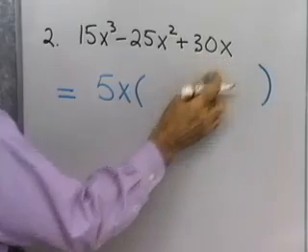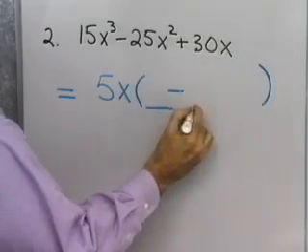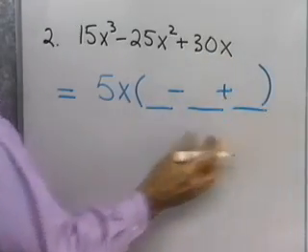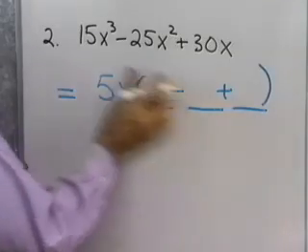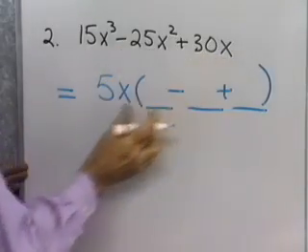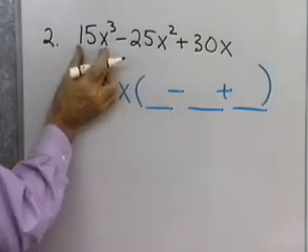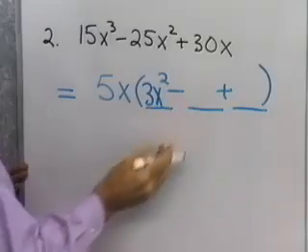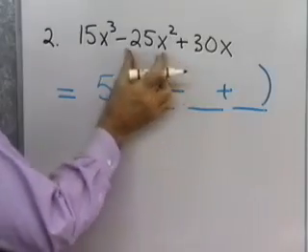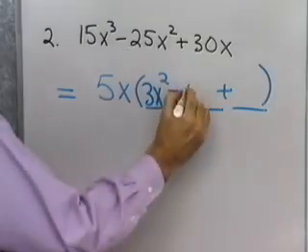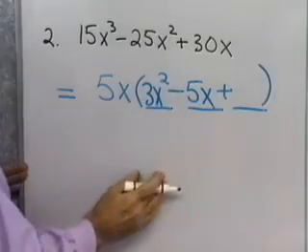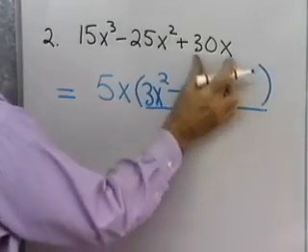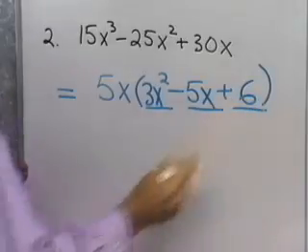and then rewrite inside here what's left when I factor 5x from each of these terms. So I'm going to have 3 terms in here that when I multiply 5x times each of them, I get these 3 terms here. So 5x times what will give me 15x cubed? The answer is 3x squared. 5x times what will give me 25x squared? The answer is 5x. And 5x times what will give me 30x? And the answer is 6.